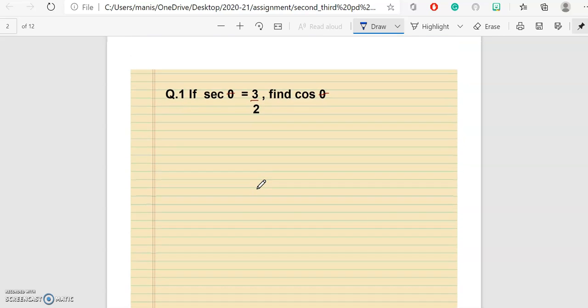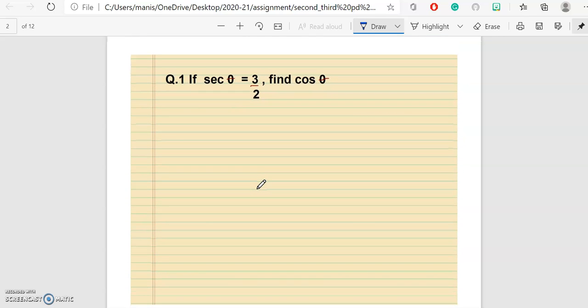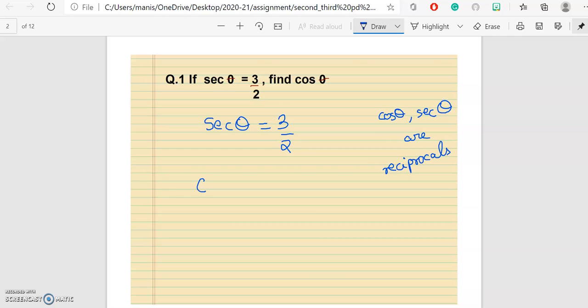Okay, let's look at question number 1. If secant theta is 3 over 2, find cosine theta. Secant theta is 3 over 2. As you all know, cosine theta and secant theta are reciprocals. Since they are reciprocals, my final answer will be, I can just flip it. When I flip it, my answer is 2 over 3.